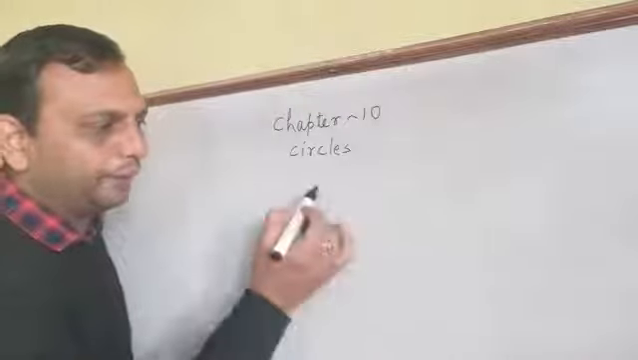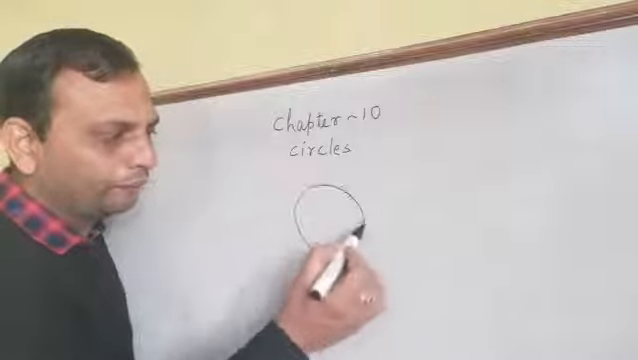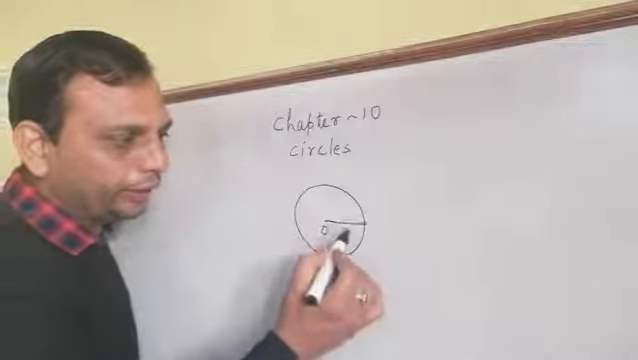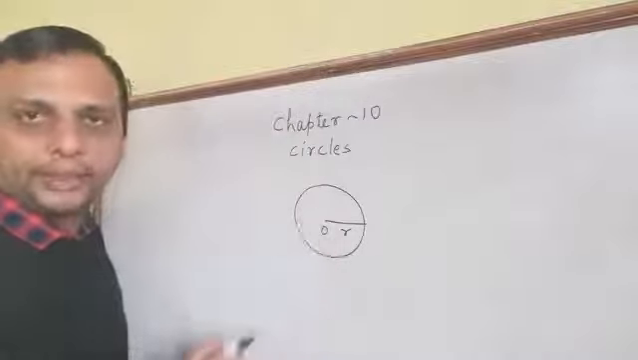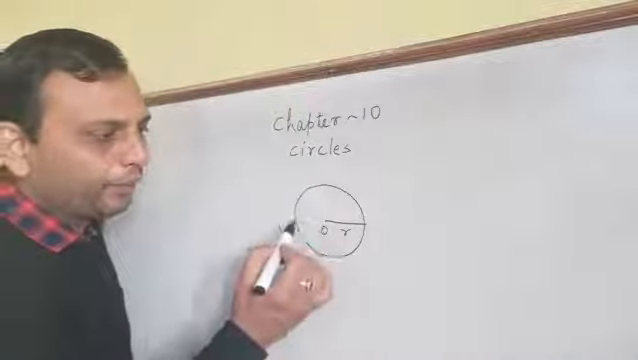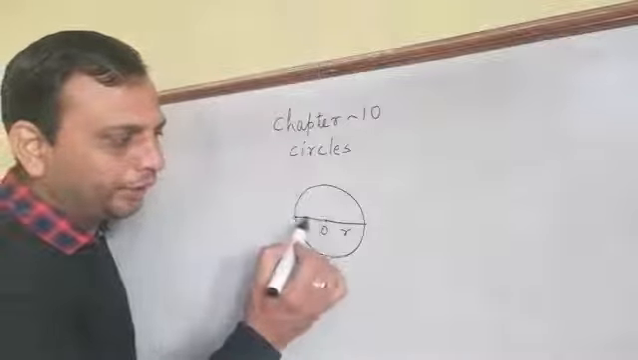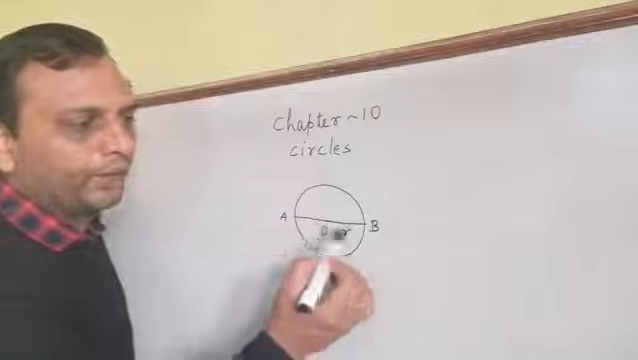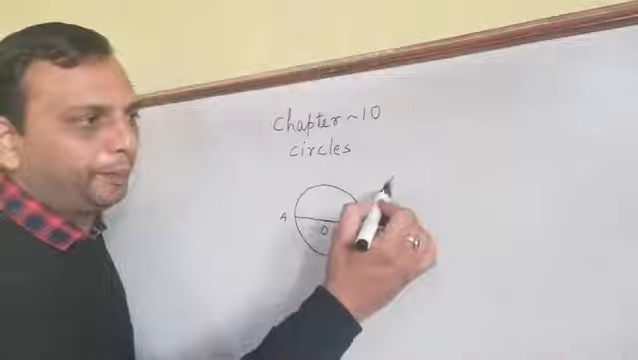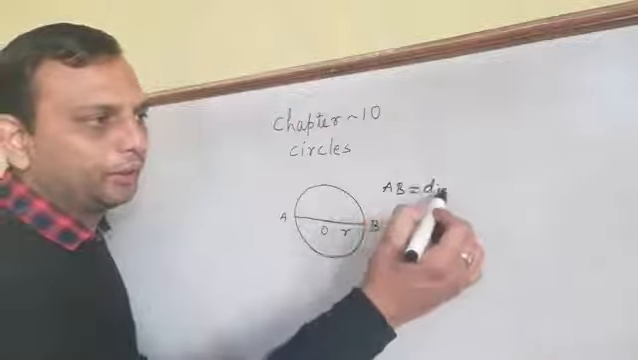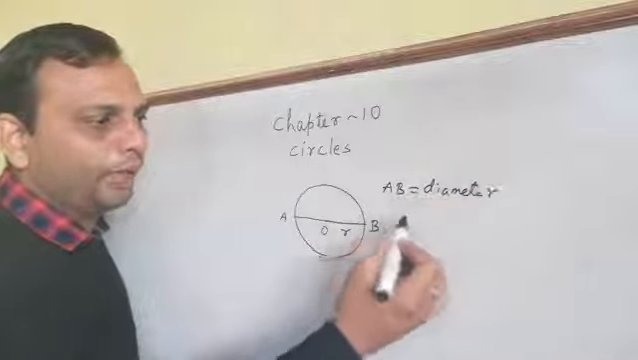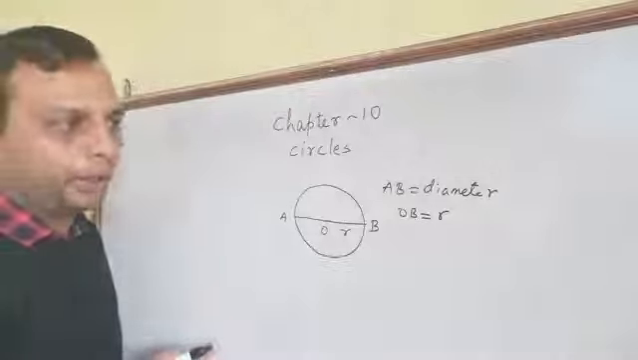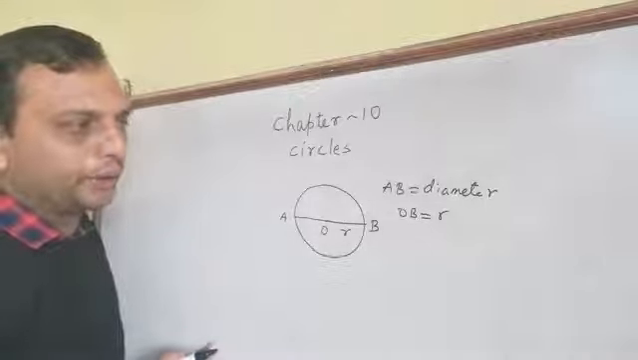So we can say that if we have a circle and O is the center, then O to the circumference is the radius. Now if we extend this line on both sides, this AB will be called the diameter of the circle, and OB will be the radius of the circle. So AB is the diameter, OB is the radius.